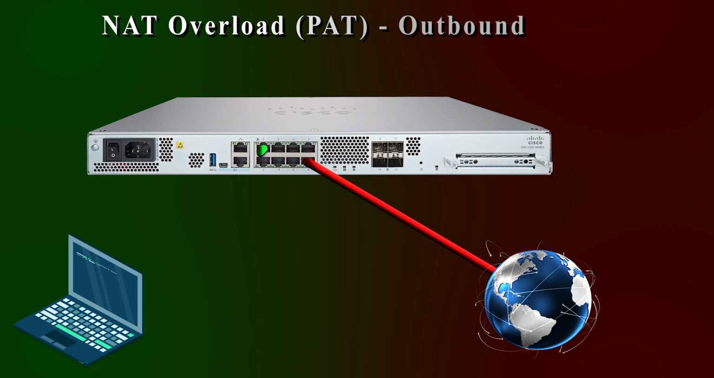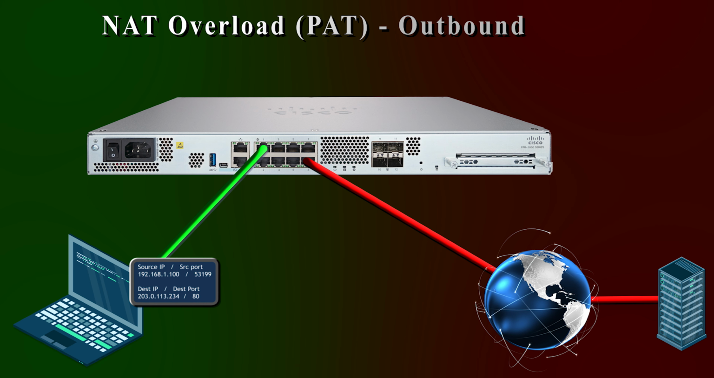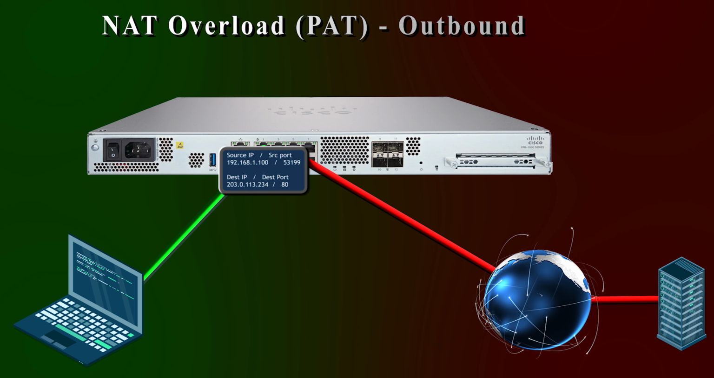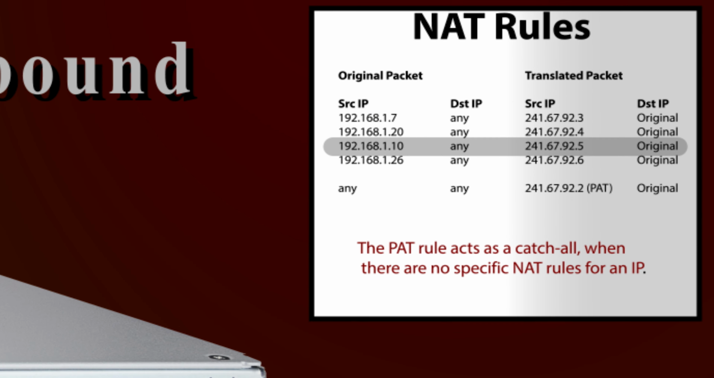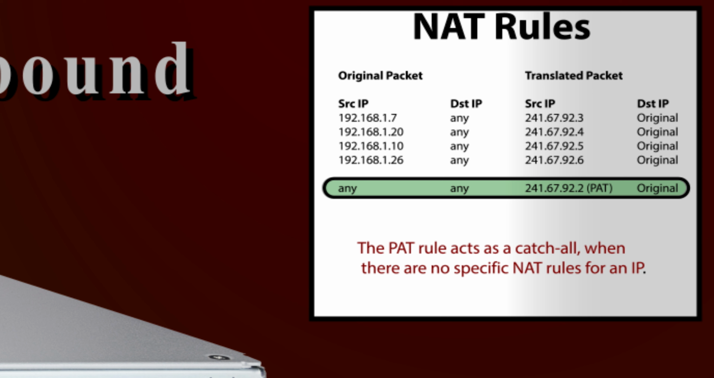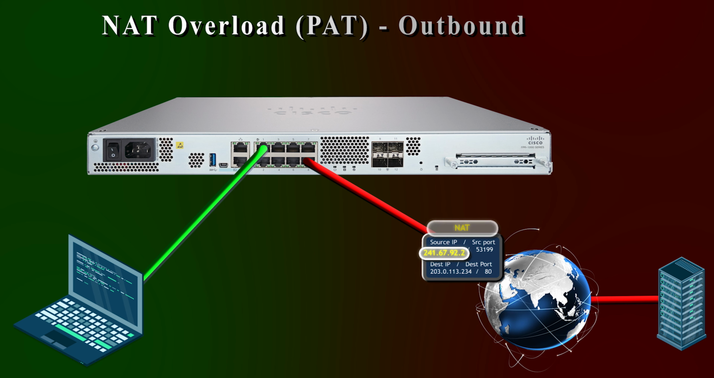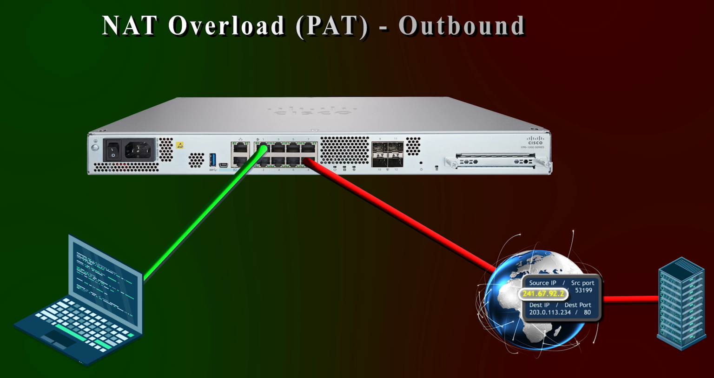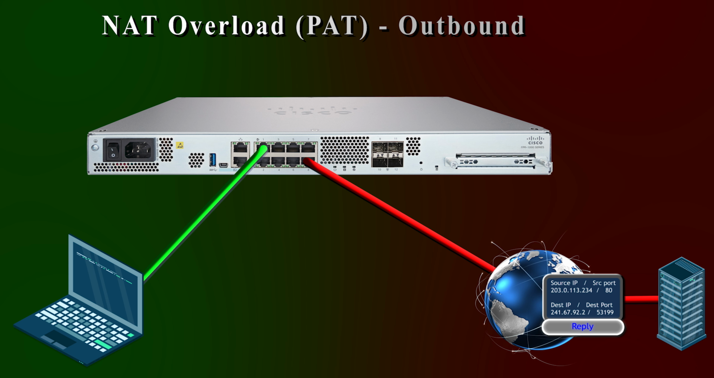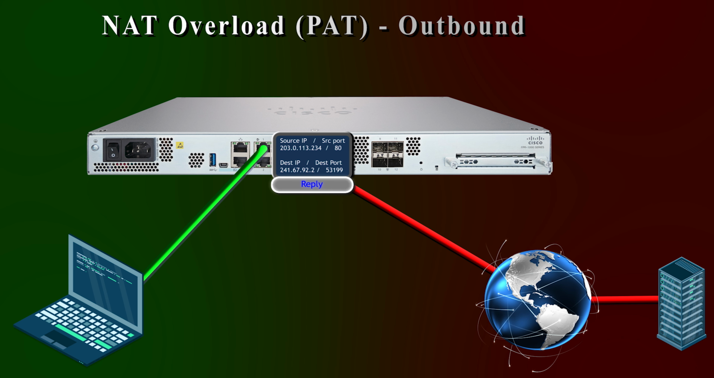So here is how NAT works. When your computer sends out a packet, let's say to a web server, and it reaches the firewall, the firewall checks its NAT rules. Is there a specific rule for this address? No? Then change the source IP of the packet from 192.168.1.100 to the public IP 241.67.92.2. And if necessary, change the source TCP port also. This is called NAT overload, or PAT, port address translation. PAT is used to translate many private IPs to one public IP.